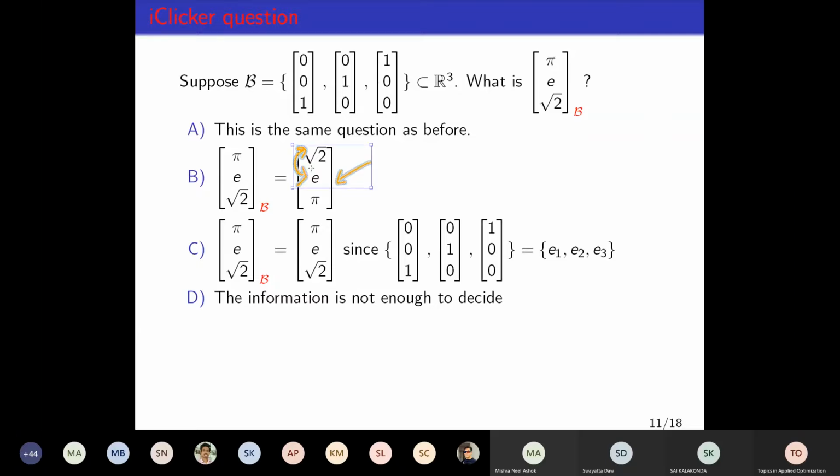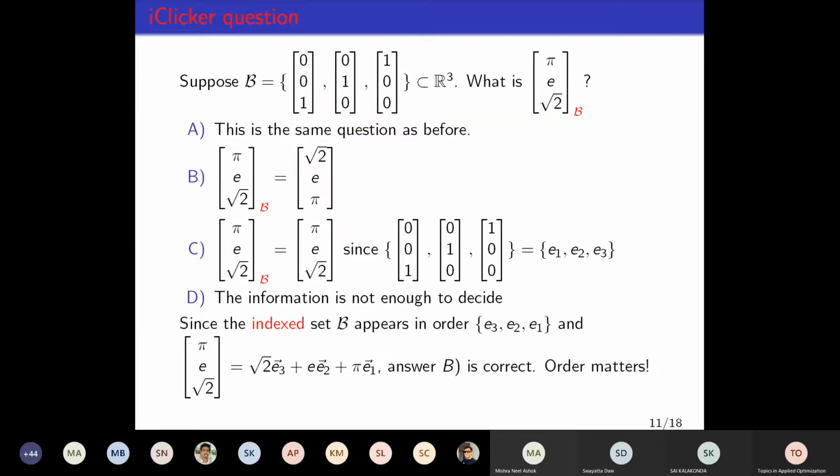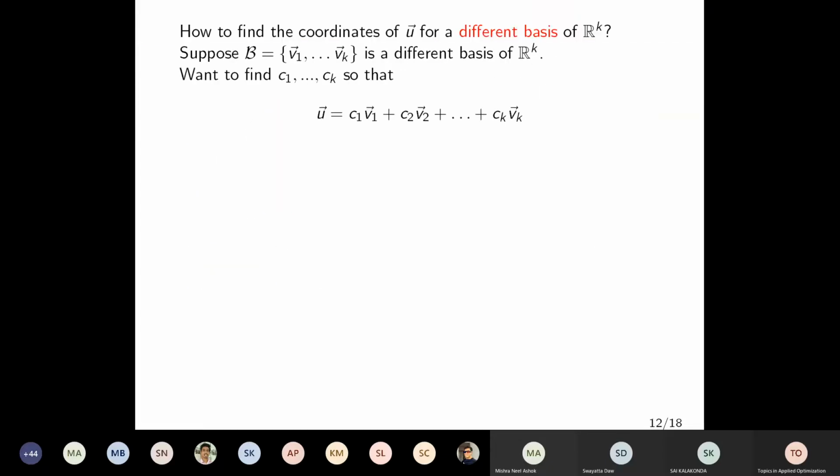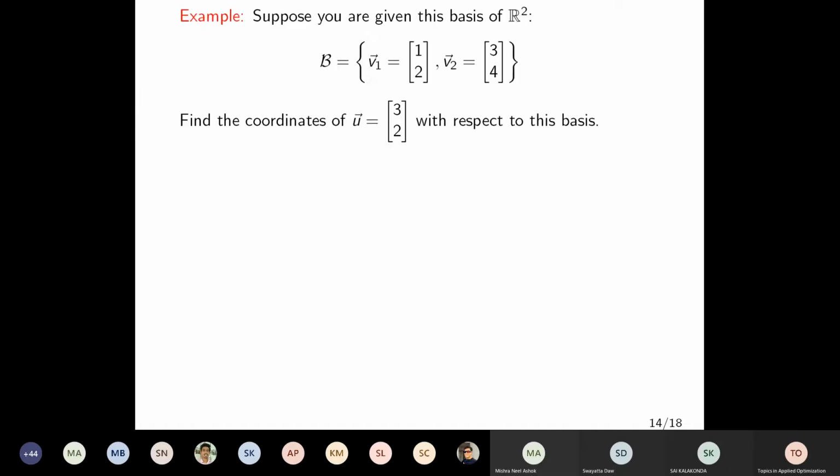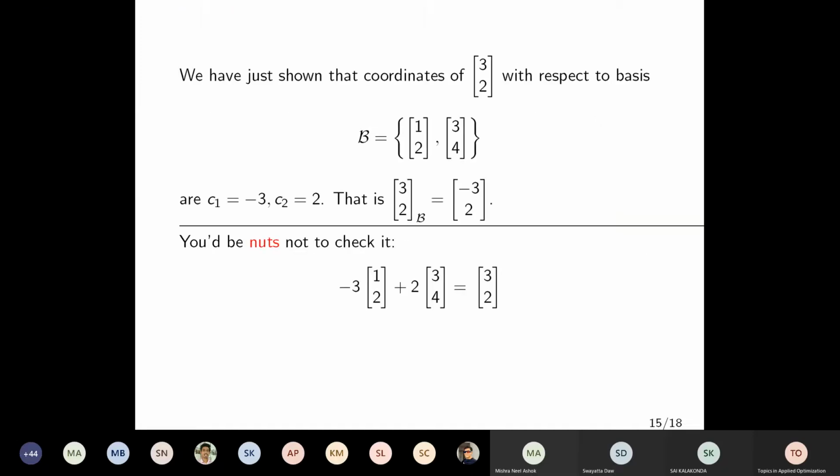Not this one, but the flip that happened was with this guy. The middle one remained the same. So you have to do a swapping of this and this, which is what is done here. So with the new basis, there is a flip in the coordinate. That's the takeaway from here. Meaning order matters.